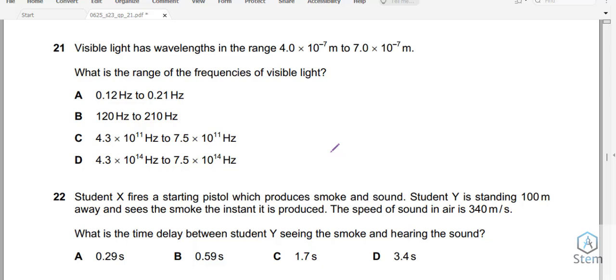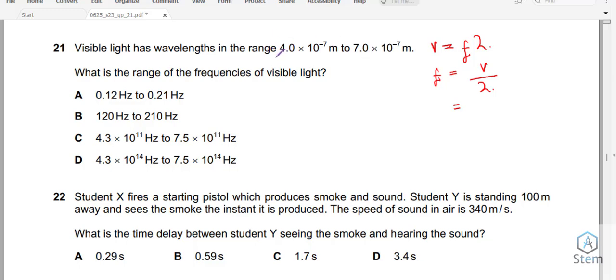Number 21. Visible light has wavelengths in the range 4 times 10 to the minus 7 meters to 7 times 10 to the minus 7 meters. What is the range of frequencies of visible light? Okay, we can use the good equation v is equal to f lambda, and f is therefore equal to v over lambda. Now, what is left for us is to substitute.